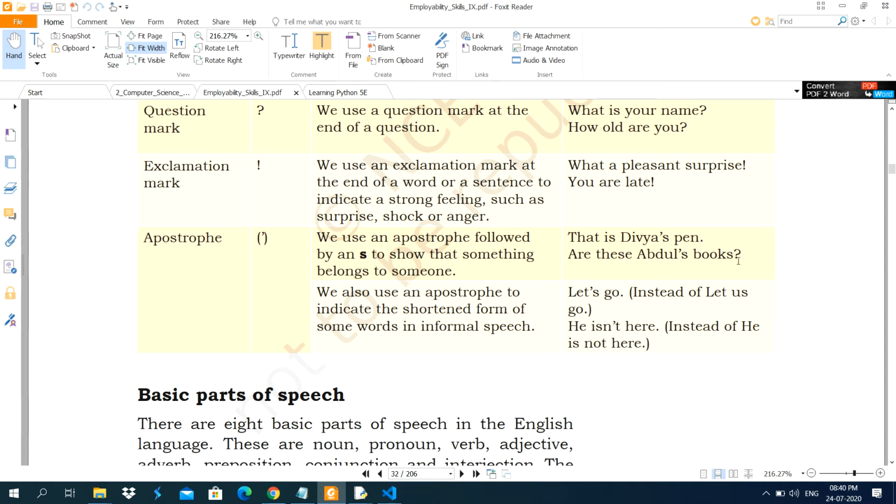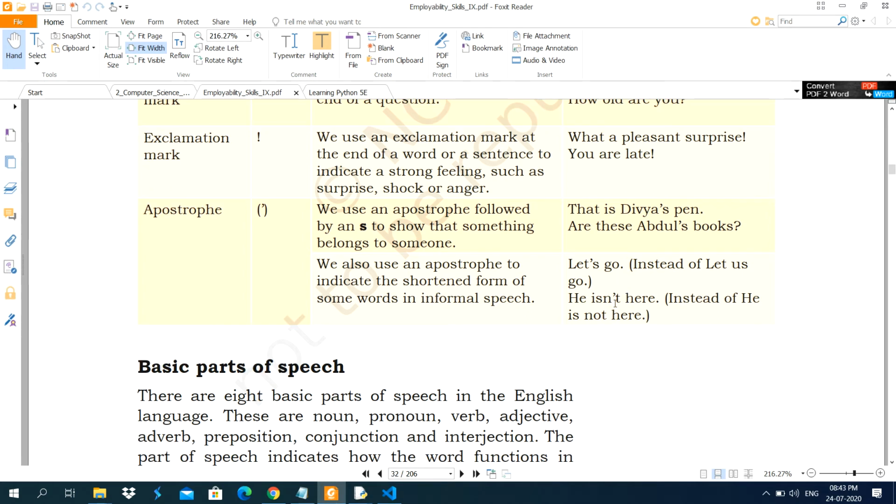Are these Abdul's books? And the next use is, we also use an apostrophe to indicate the shortened form of some words in informal speech. See in this example, let's go. Here we have to use let us go, so the us is hidden in this sentence. Let us go. He isn't here. Isn't means is not. So that's why we have written it in short form. There are so many examples related to short forms.